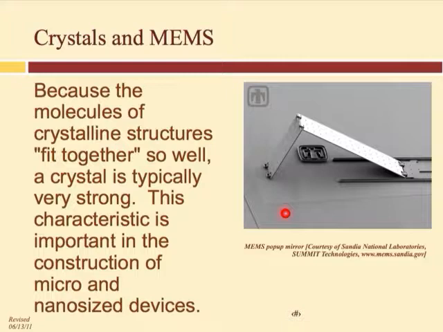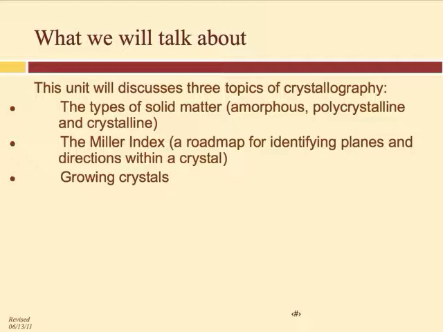Okay, and we already mentioned we're going to talk about amorphous, polycrystalline, and crystalline materials. We're going to talk about the Miller index, and the Miller indices are our way of finding your way inside of a crystal. It's a roadmap, and you're going to be able to identify the different planes and the different directions in the crystal, and we'll talk a little bit about how crystalline silicon works, okay, and we've got some videos we'll show too.